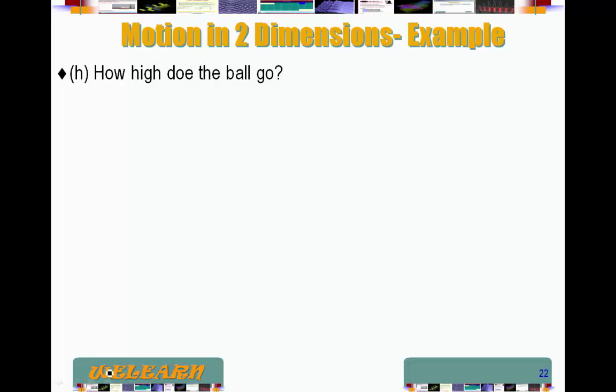Okay, now the next question: how high does the ball go? This entails gathering more information. What do we know about how high the ball goes? At the highest position, we know that Vy is equal to 0. And how high is a vertical displacement. So they are asking us to find d sub y when the final velocity is 0 and when the acceleration is minus 10 meters per second squared.